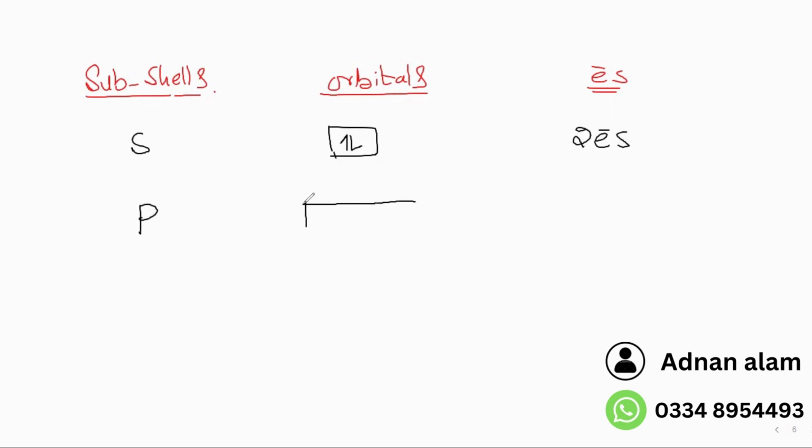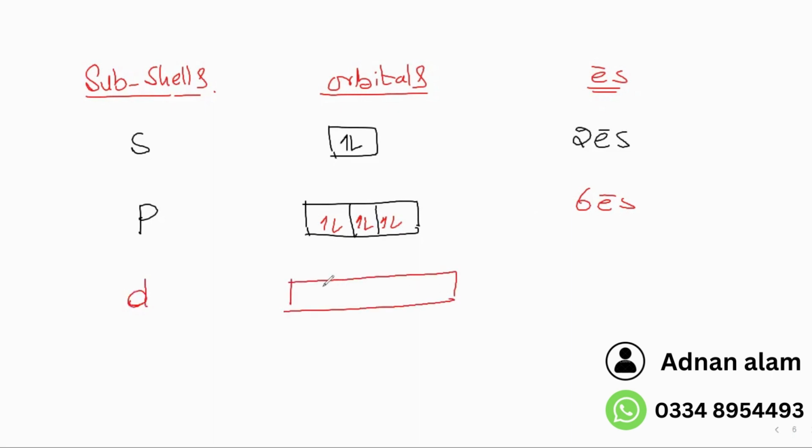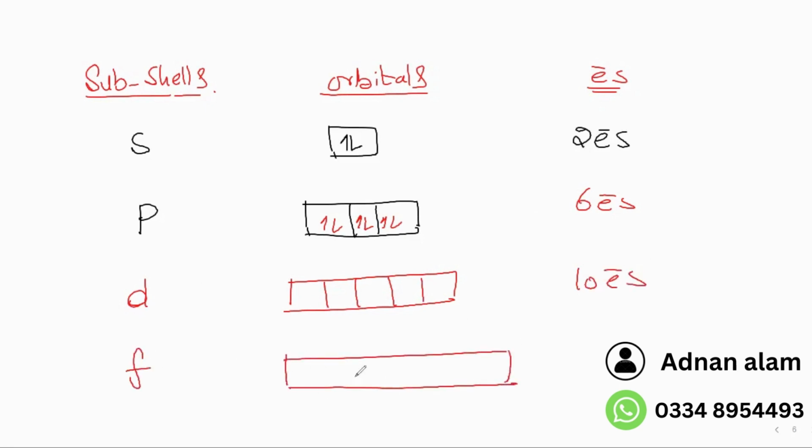The P subshell has 3 orbitals, like this, and a maximum of 6 electrons can be placed here: 1, 2, 3, 4, 5, and 6. The D subshell has 5 orbitals, like this: 1, 2, 3, 4, and 5, and a maximum of 10 electrons can be placed in the D subshell. And the F subshell has 7 orbitals: 1, 2, 3, 4, 5, 6, and 7. So a maximum of 14 electrons can be placed in the F subshell.